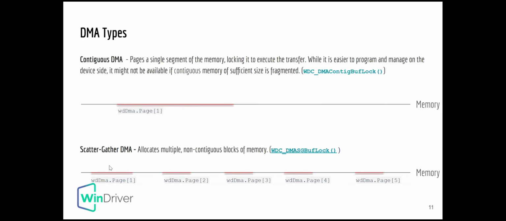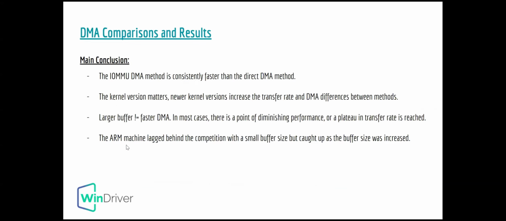Here is again the visual representation of each DMA type and how it looks. So we have contiguous and scatter-gather.